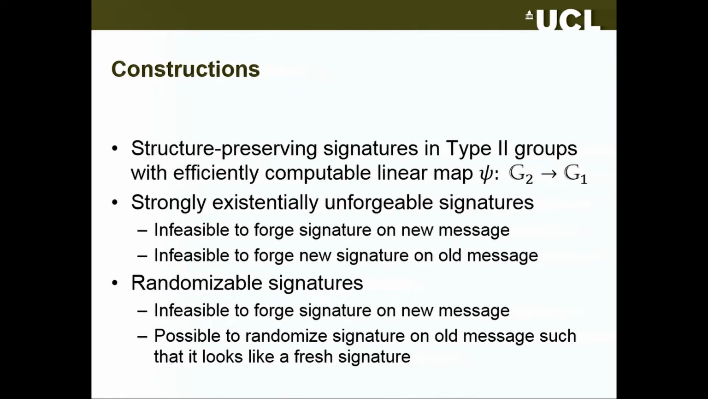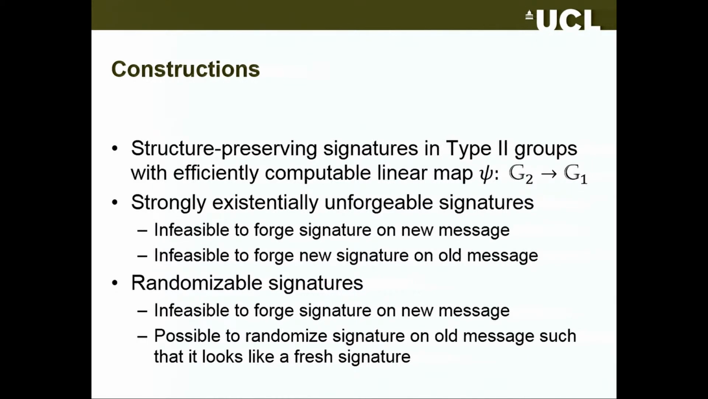Okay. So I'll jump to the constructions first and give you constructions of structure-preserving signatures that satisfy these parameter restrictions that I just presented. We're looking at type 2 groups where we have an efficiently computable homomorphism from G2 to G1. I'll present 2 different structure-preserving signature schemes because depending on applications, you may want different properties from it. One scheme will be strongly existentially unforgeable, which means that you cannot forge a signature on a new message, but also you cannot forge a new signature on a message that has already been signed.